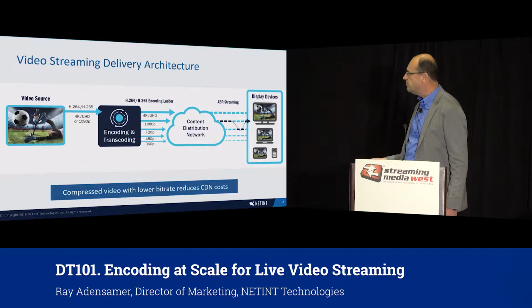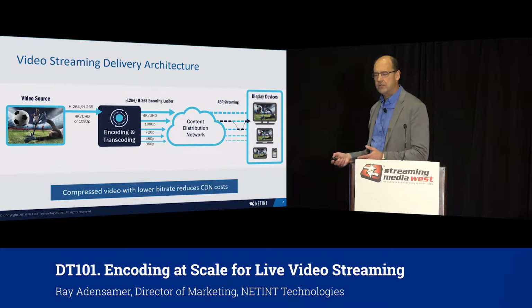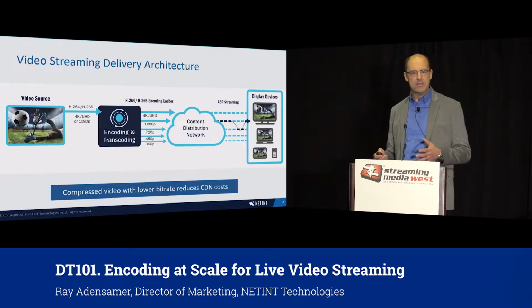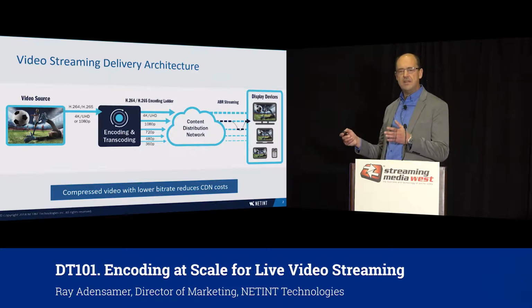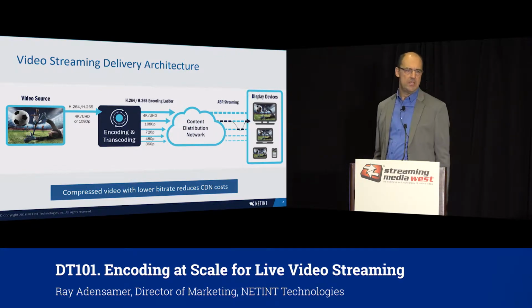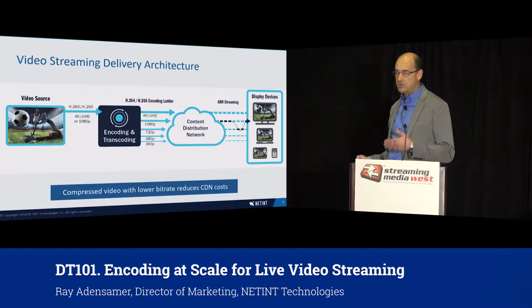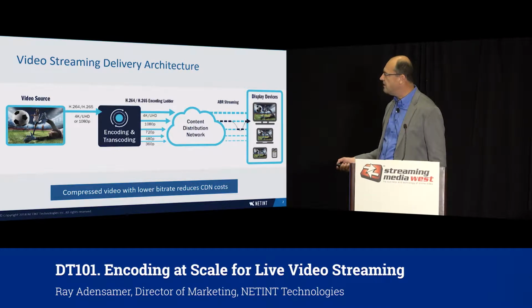But when it gets down to mobile devices, they have smaller screen resolutions, and they have less bandwidth. So you're not going to send a 4K video stream to a smartphone device. It's a waste of money for your CDN spending, but also it's probably going to look bad. So somewhere in this workflow, you're going to need to do encoding and transcoding at scale.